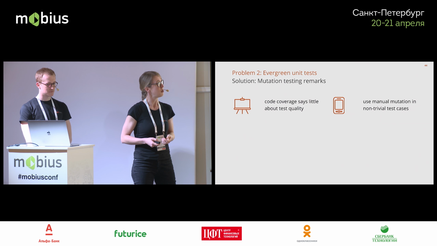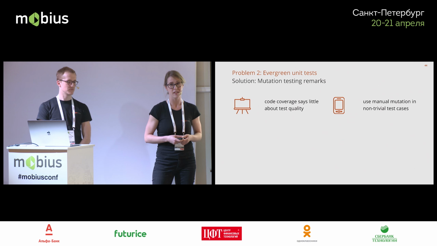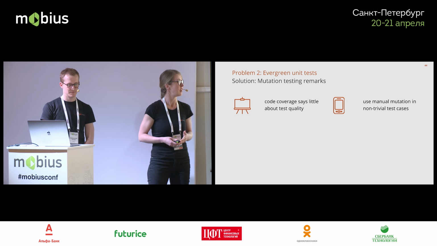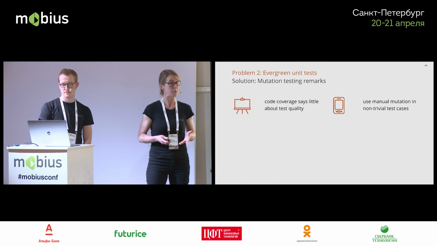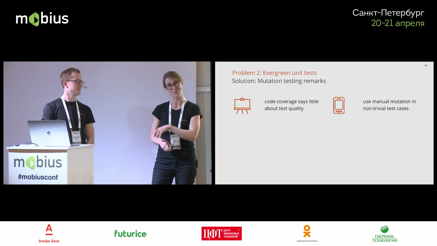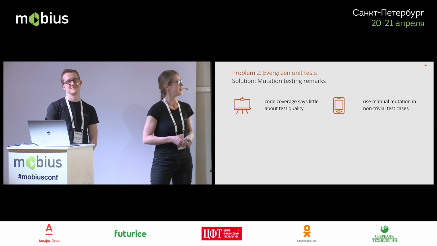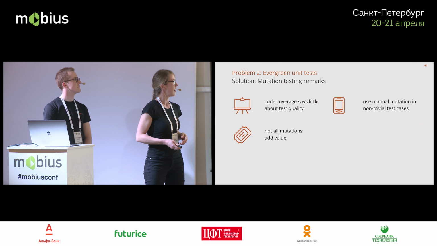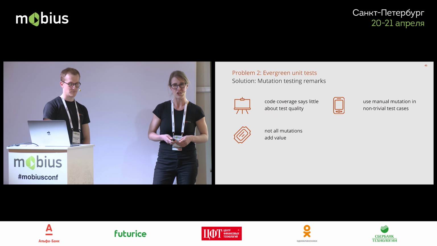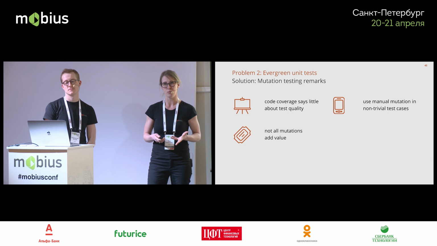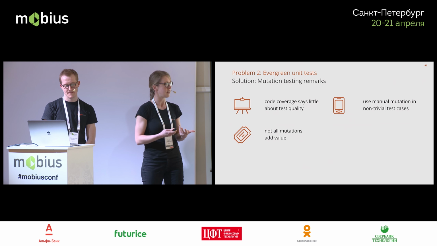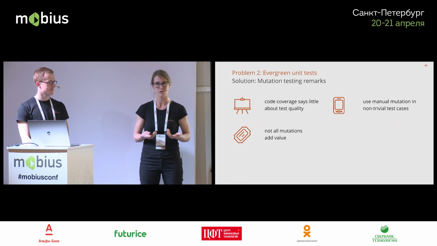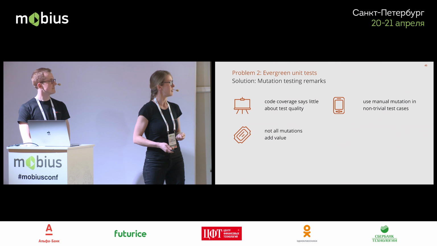We use manual mutation right now in non-trivial test cases. So every time we write some more complex test code, and we feel that it may be tricky, we always test our test with the test mutations. So we always try to find out if the test is checking what it should be. And we are also aware that not all mutations have value, meaning that not all mutations can actually be reflected by, for example, production users. So some of the cases are just artificial and we don't have to check them.